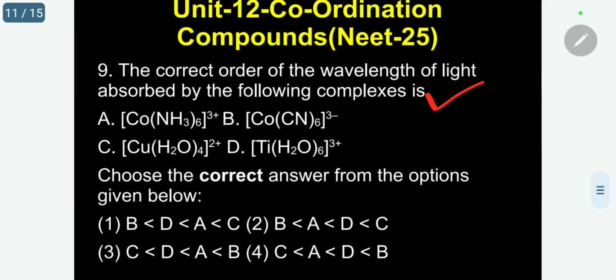Option 1: A less than B less than D less than C. Option 2: B less than A less than D less than C. Option 3: C less than D less than A less than B. Option 4: C less than A less than D less than B.